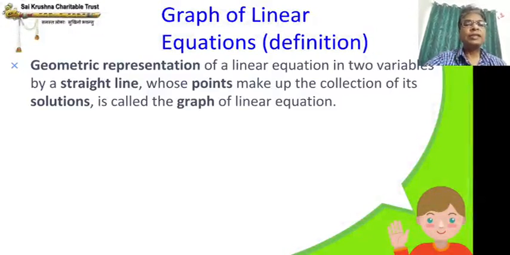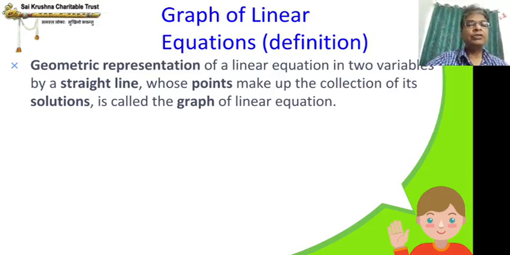We'll move ahead. Now this is the definition. The geometric representation of a linear equation in 2 variables by a straight line, whose points make up the collection of its solutions, is called the graph of the linear equation. So what is a graph? If there is a question, you should be able to write like this, but the actual meaning is nothing but the straight line which we formed by taking all the solutions of this equation. That straight line is called the graph.